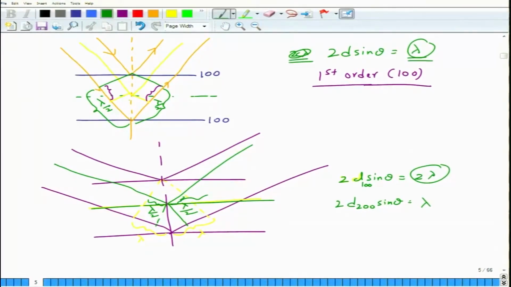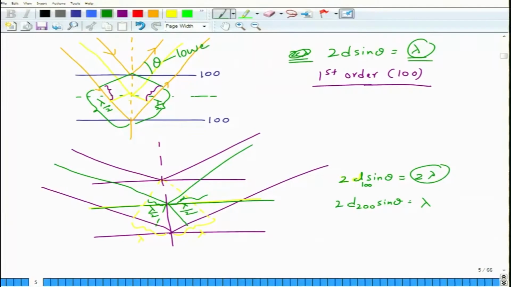Okay. Similarly, you can draw for third order, fourth order, the multiples will get increasing, 3 lambda, 4 lambda. So, when the path difference between successive 100 planes is 4 lambda, which means you will have fourth order diffraction. So, whether you have a plane or not, if you have really a physical plane present, then the position of atoms will determine whether diffraction will take place or not, that we will discuss later on. But if you did not have those effects taking place, then you will have a fourth order 100 if the path difference is 4 lambda.